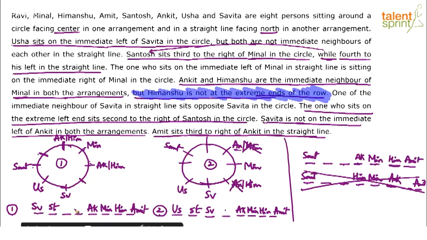And with respect to this case, Savita is anyway not on the immediate left. So that point has been satisfied. But it is not in both the arrangements. Yeah. So this point is done. Savita is not on the immediate left of Ankit. Both arrangements is satisfied everywhere.